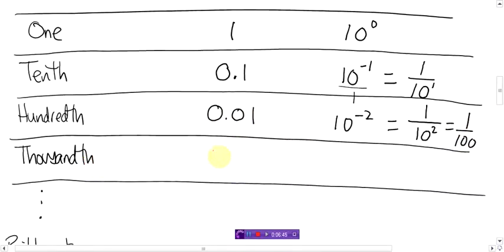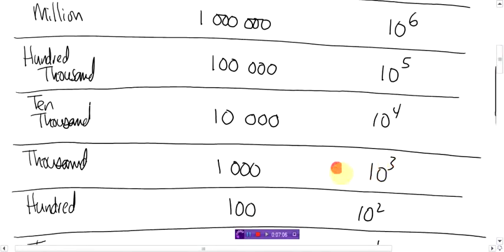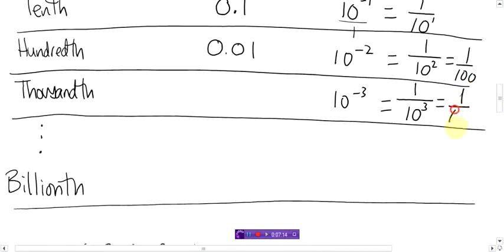Then 1,000th, of course, the exponent's going to be 10 to the power -3, which is going to be, if you want to write it without the negative exponent, 1 over 10 to the power 3, and hopefully you know 10 to the power 3, because you saw it up here. 10 to the power 3 is 1,000. It's 1 over 1,000, which is 1,000th. 3 zeros before the 1.